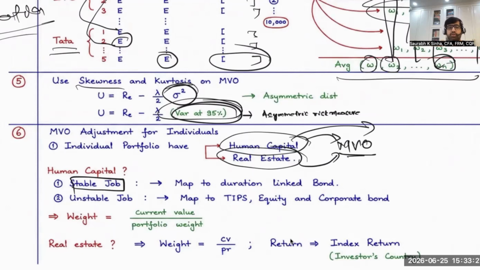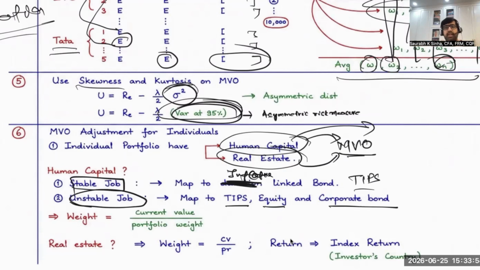Now, if you have a stable job, then you can directly map it to inflation linked bond. Inflation linked bond, that is TIPS. Because you have a stable job, your earning will increase by what? Inflation. Then the second is, if you have unstable income, then you can map it to TIPS, you can map it to equity, and you can map it to corporate bond with a certain weight. And then you can throw that into mean variance optimization.